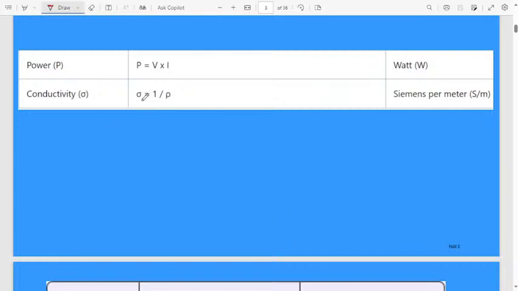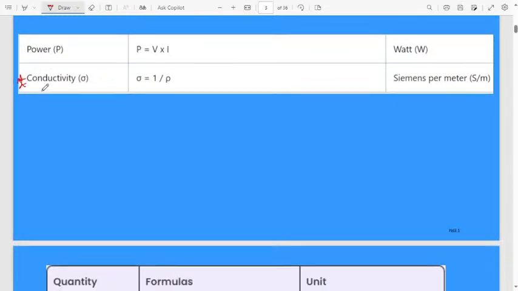Conductivity, sigma, is 1 by rho, and the unit is Siemens per meter. This conductivity is not in the syllabus up to now, so it is better not to remember that one.